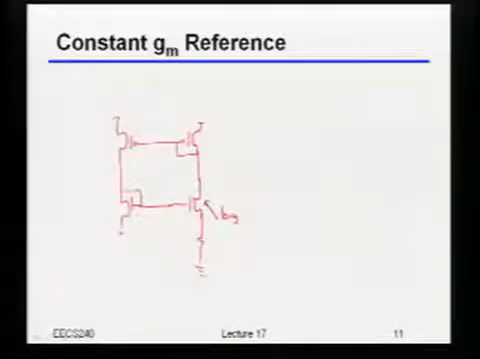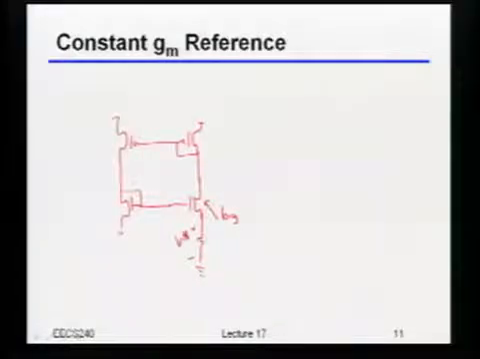If I made that device very big, remember, if I want a constant GM, that's saying I somehow want a V star to show up across, in this case, a resistor. Because if I get a V star to show up across a resistor, and the current is set by V star over that resistance, that means the GM should therefore be fixed. So what I'm saying is that I somehow want V star to show up right there.